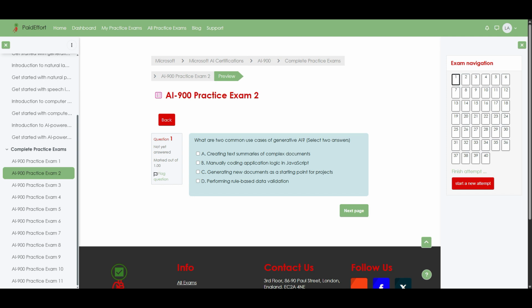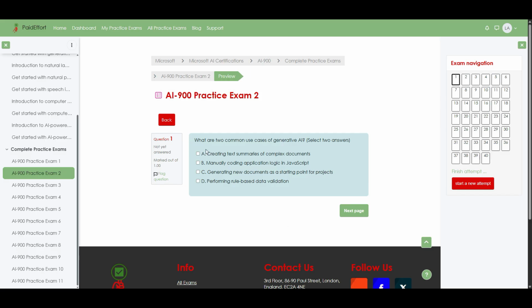What are two common use cases of generative AI? Select two answers. A. Creating text summaries of complex documents. B. Manually coding application logic in JavaScript. C. Generating new documents as a starting point for projects. D. Performing rule-based data validation.